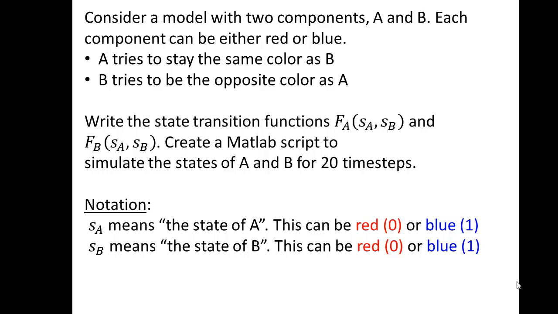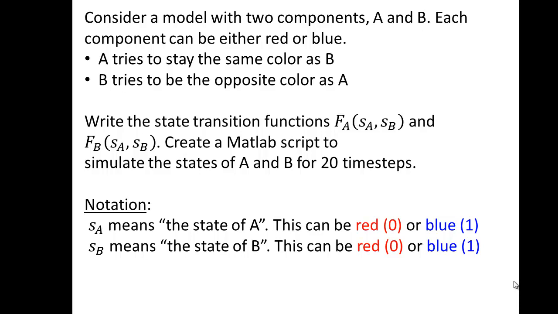So let's talk about the notation before we get started. S sub A means the state of A. A can either be red or blue. Now, when we're programming, it's easier to work with numbers instead of strings like red and blue. So we're going to let 0 denote red and blue be denoted by a 1. S sub B means the state of B, and this can either be red or blue, which we'll denote as a 0 or 1.